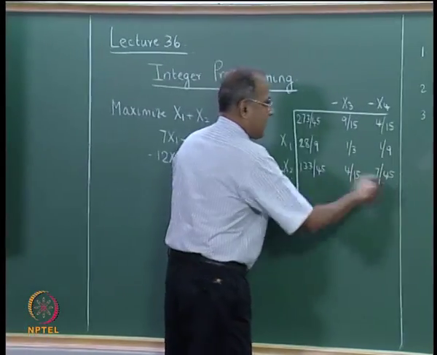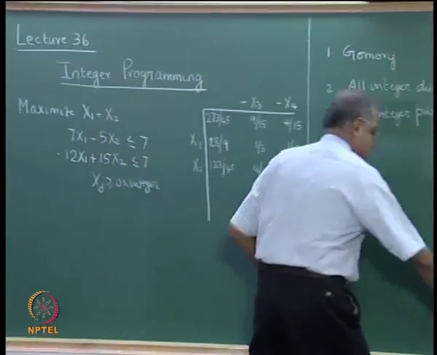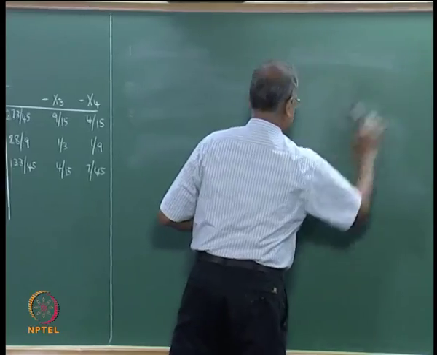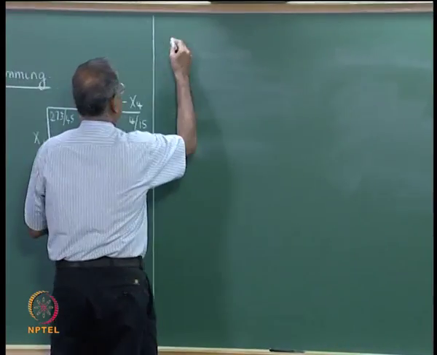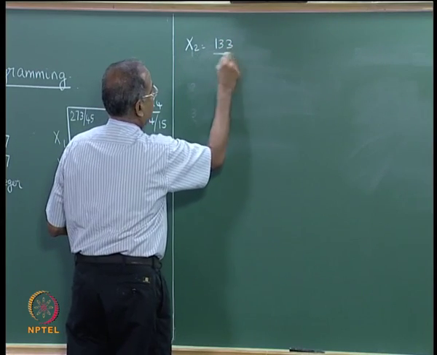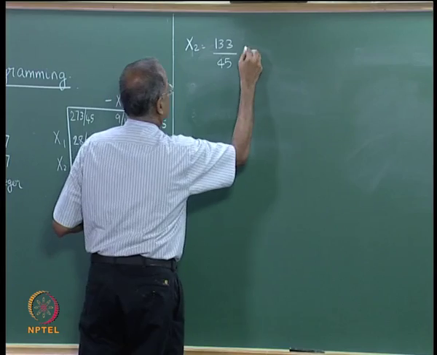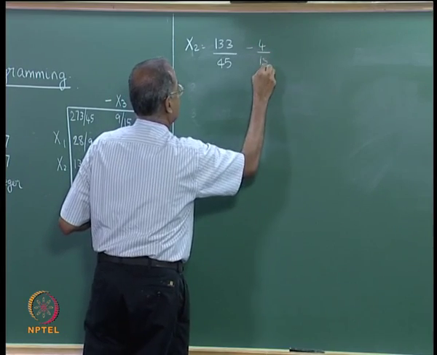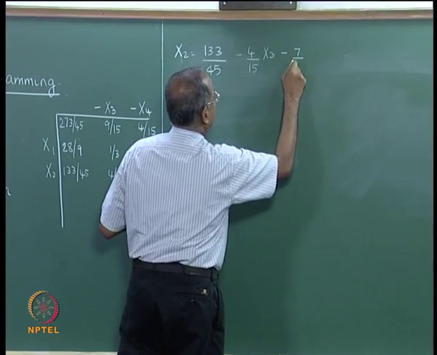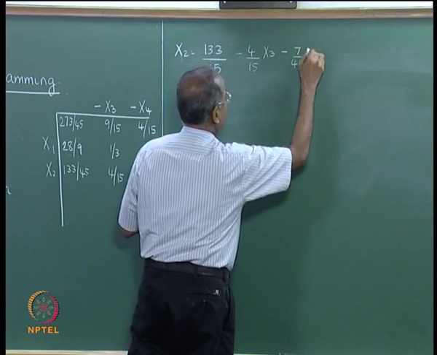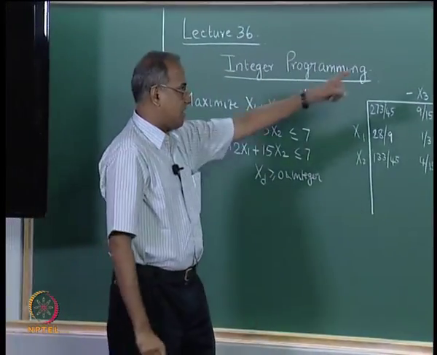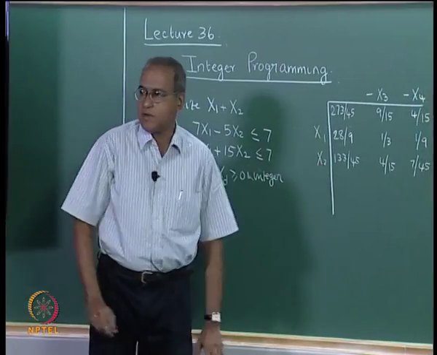So, we go back and rewrite this. We rewrite this as x2 equal to 133 by 45 minus 4 by 15 x3 minus 7 by 45 x4. So, this is the equation which is represented by this.